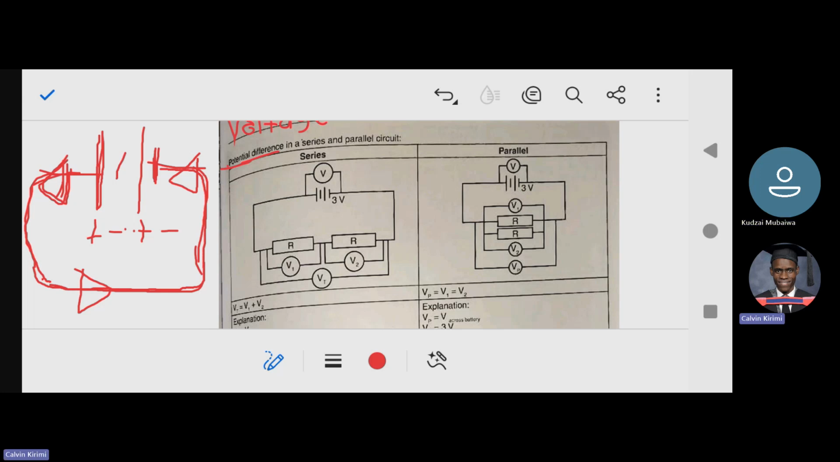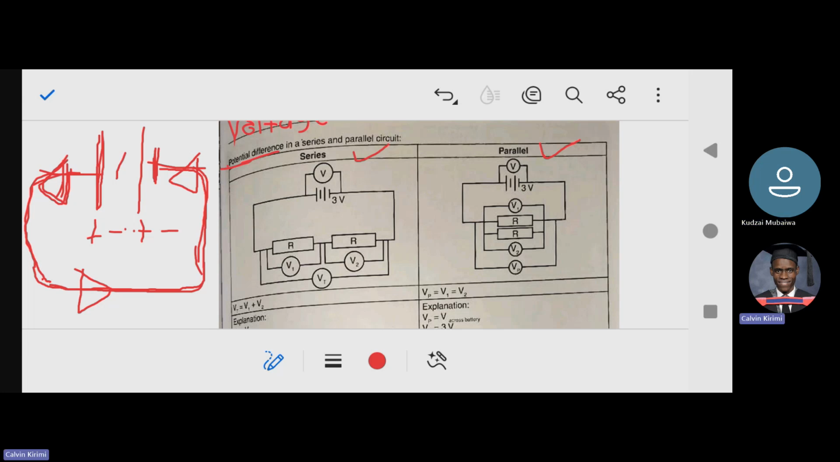And why are they saying this is series and this is parallel? What is the difference there? In a series circuit, there's only one pathway for the electric current to flow, but on the parallel side, there is more than one pathway for electric current to pass.